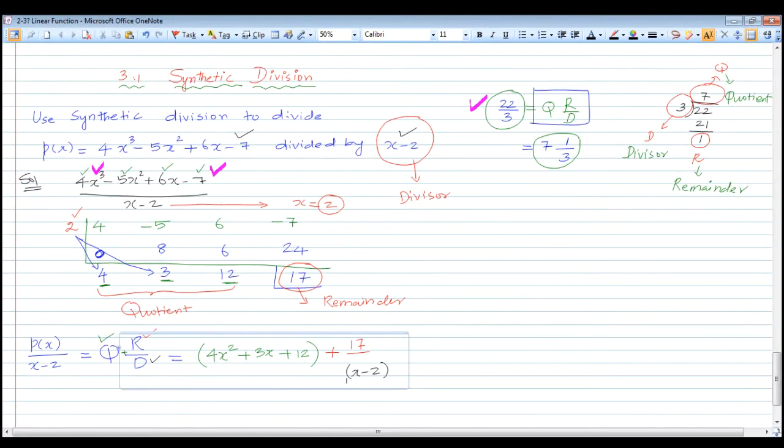Now let us go with the second problem. If the question is given, divide the polynomial, write it this way. So the quotient is asked here. This is the quotient, this is the remainder, and this is your divisor. This is the first problem. Now we are going to see the next one.